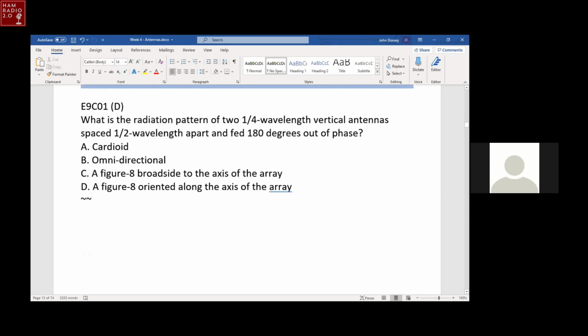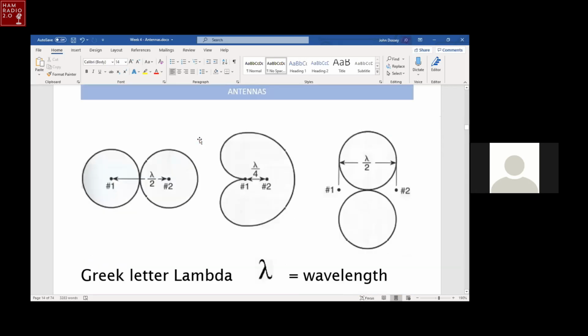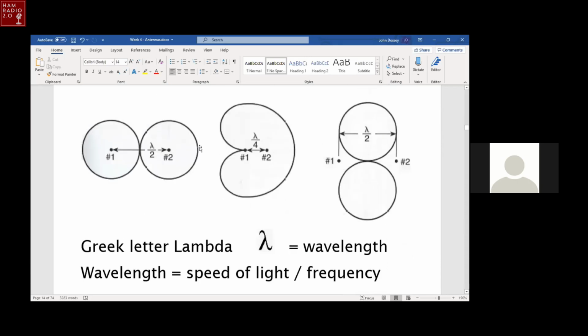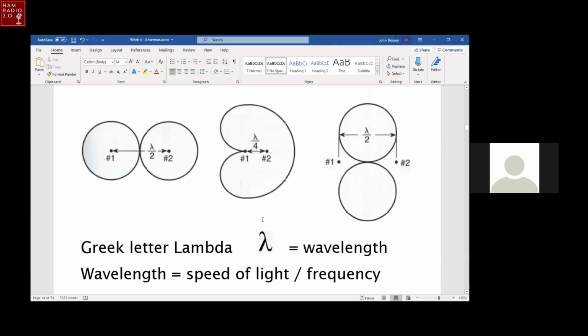What's the radiation pattern of 2 quarter-wave verticals spaced a 1/2 wave apart and fed 180 degrees out of phase? What does all that mean? Next picture, and this is from your book. The explanation at the bottom of the page is just extra stuff I stuck in there, and that would be useful information to go with this.